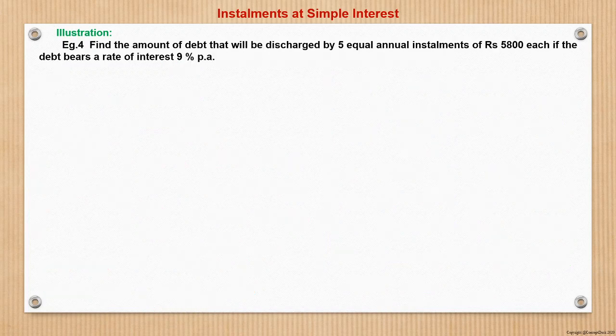Now let us move to question number 4. So now for 3 examples we have seen the 2 methods. Now in this example, for the sake of time, I will go through only one of the methods. Let us see. Find the amount of debt that will be discharged by 5 equal annual installments of 5,800 each if the debt bears a rate of interest of 9% per annum, right? 9% per annum. So what is the total amount? So principal we have to find. So again we can do one thing.